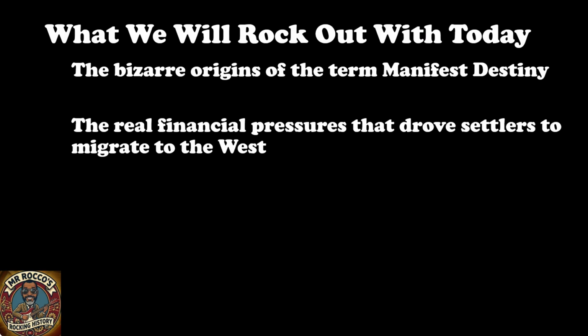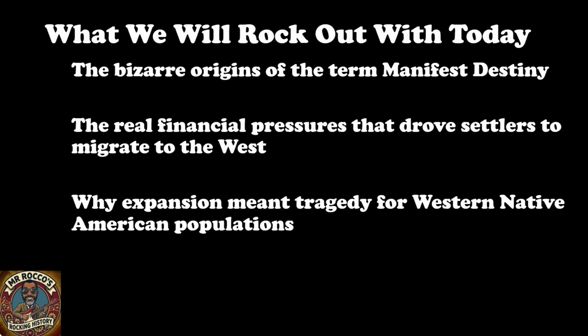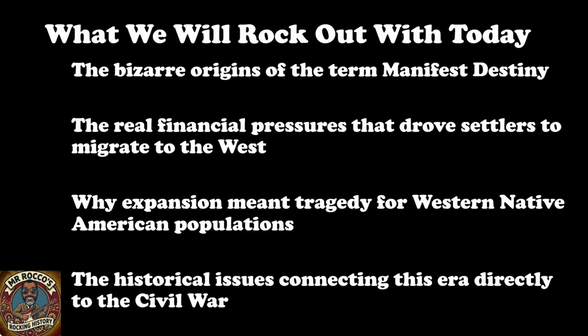In this self-paced 10-minute lesson, we will jump into the U.S. history concept of manifest destiny, breaking down the economic, political, and social forces that drove the massive westward expansion of the United States in the 19th century. What we will rock out with today: the bizarre origins of the term manifest destiny, the real financial pressures that drove settlers to migrate to the West, why expansion meant tragedy for Western Native American populations, and the historical issues connecting this era directly to the Civil War.